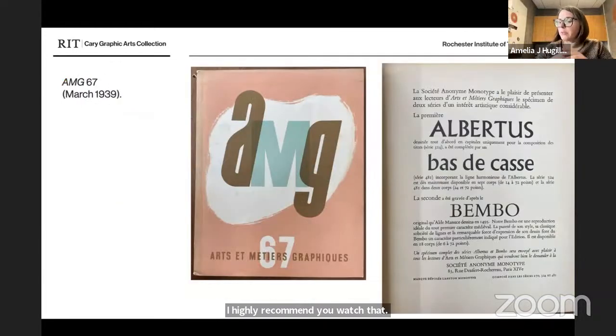But returning to Arts et Métiers Graphiques, its publication days were truncated by World War II. This is a late issue, number 67, and it has much less color printing and tip-ins, and even a surprisingly rare ad by a competing type foundry, British Monotype here. Its last issue was published in May 1939, and so by September 1939, France and the UK were at war with Germany.